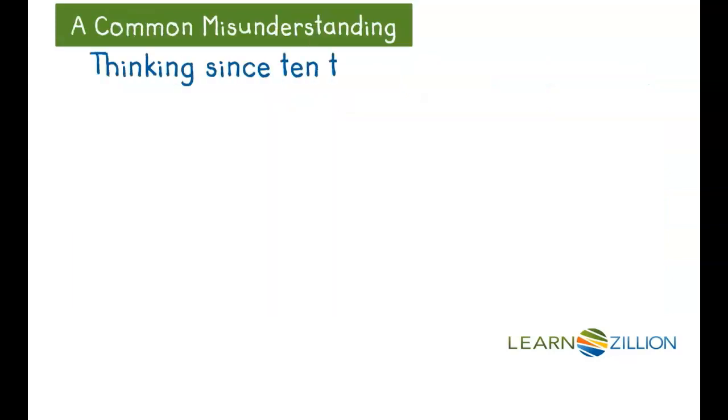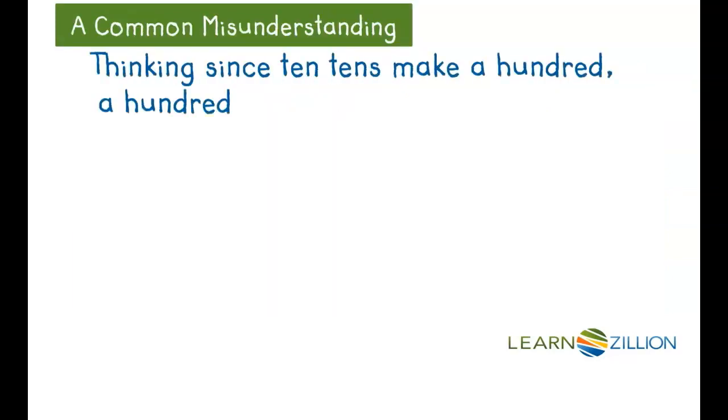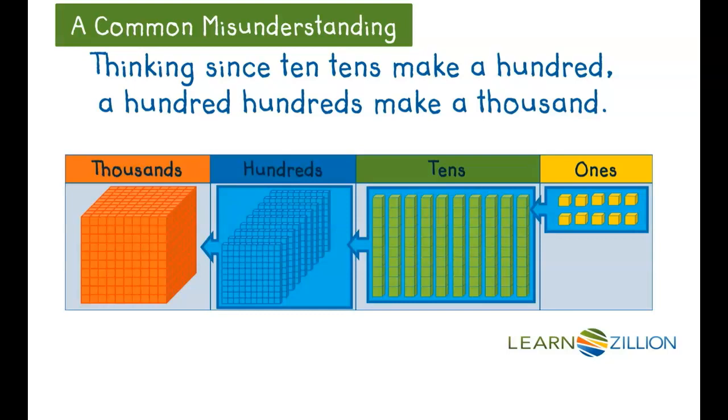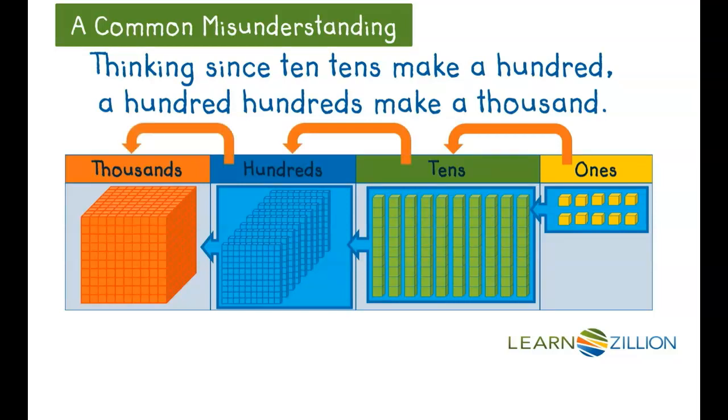A common misunderstanding students have is thinking that since 10 tens make 100, 100 hundreds make 1,000. Like I said before, our place value system is base 10. So every time we move to the left, we're grouping by 10. So 100 hundreds would make a number much larger than 1,000.